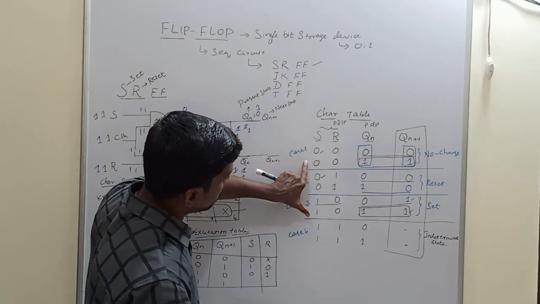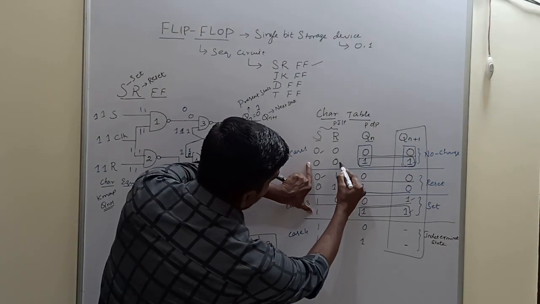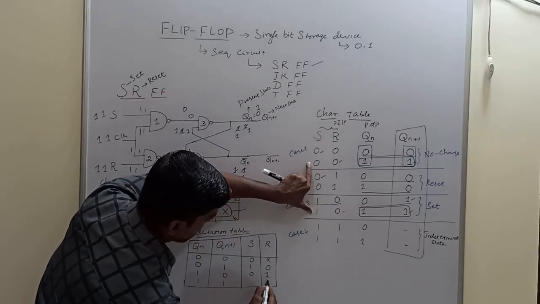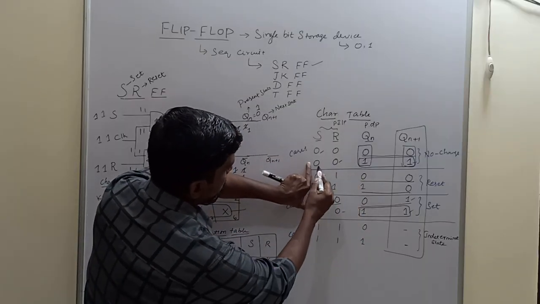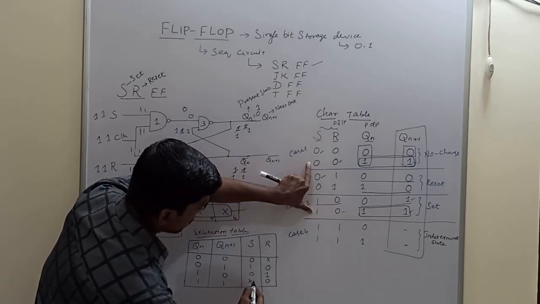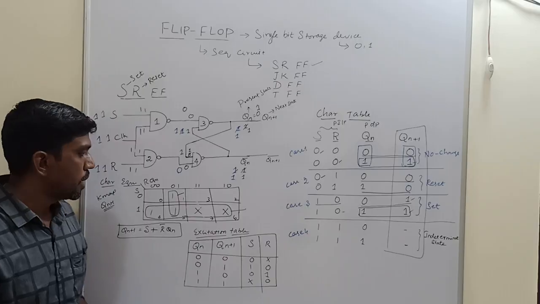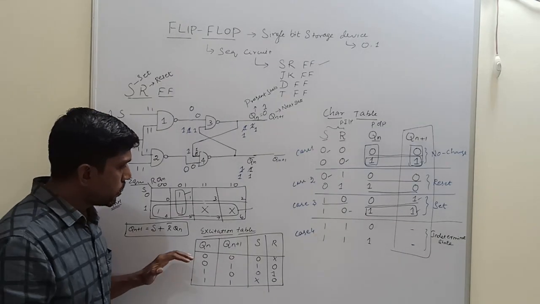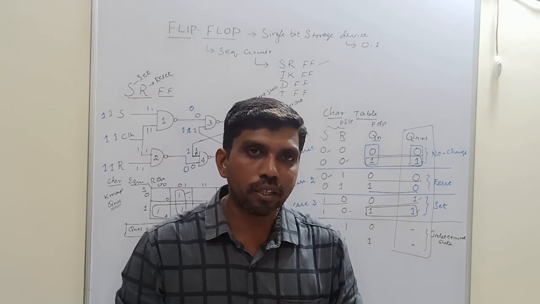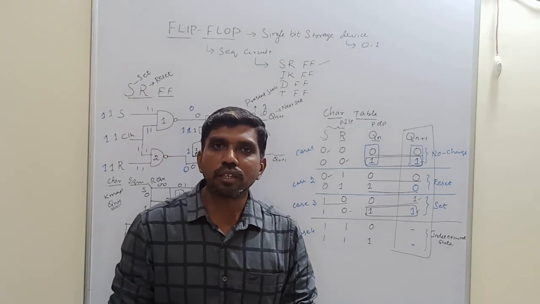Let me consider these two terms. Here the R value is 0 in both cases, so let me write 0. Then S value is 0 1, which is considered don't care. So it's the excitation table. Using this excitation table, you can convert one flip-flop to another flip-flop. I hope you understand the concept very well.